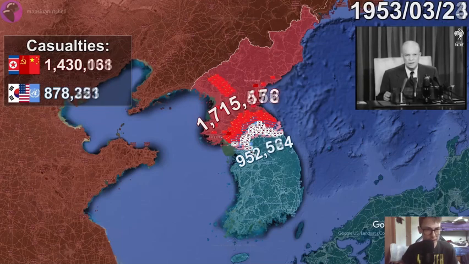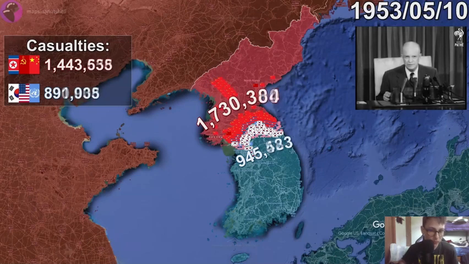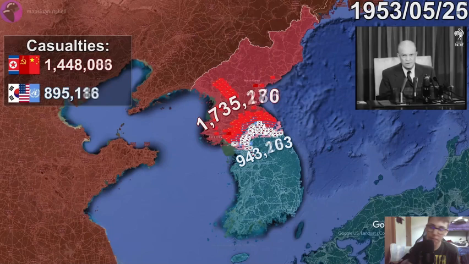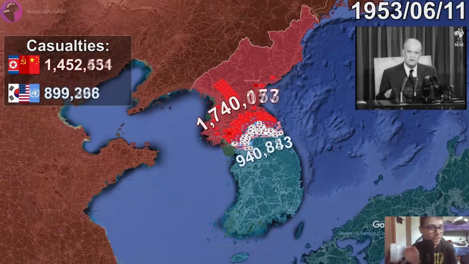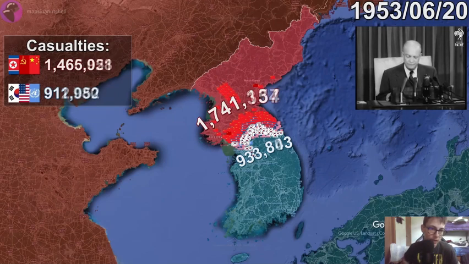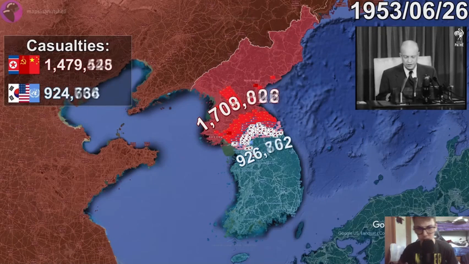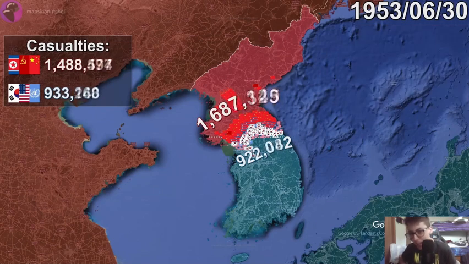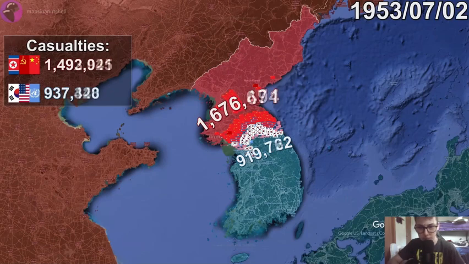Oh my god. Is it going to reach 1,500,000 casualties on the authoritarian forces side? Oh my god. Although the Democratic forces side is about to reach 1 million soon, it looks like. Okay, let's see. 1,700,000. Holy cow.